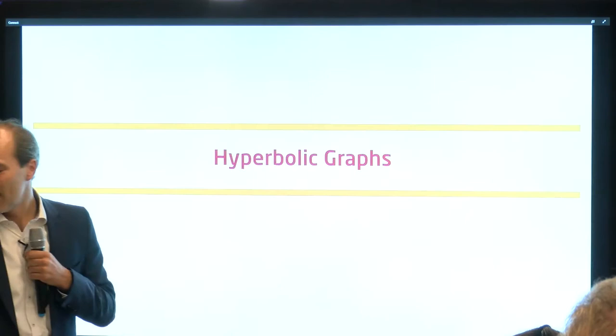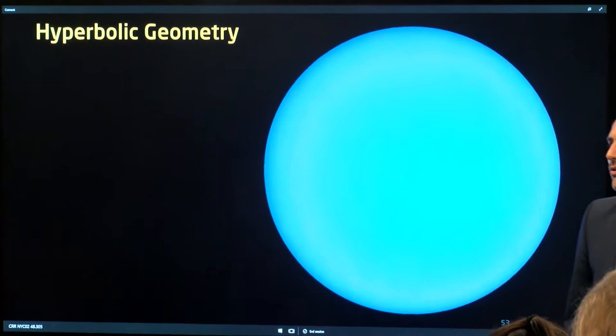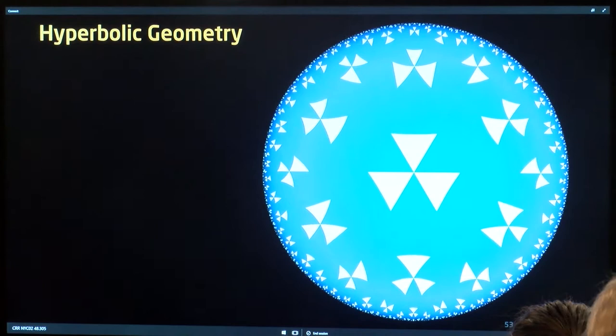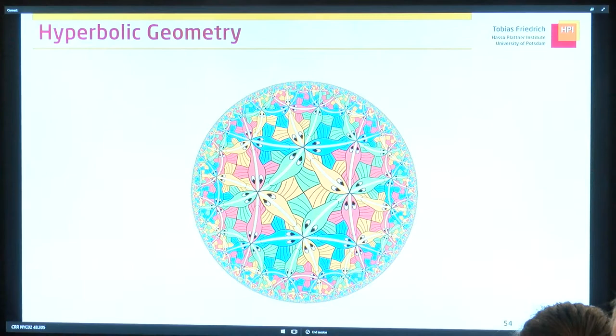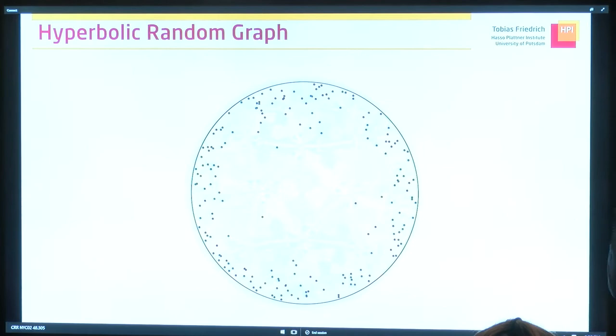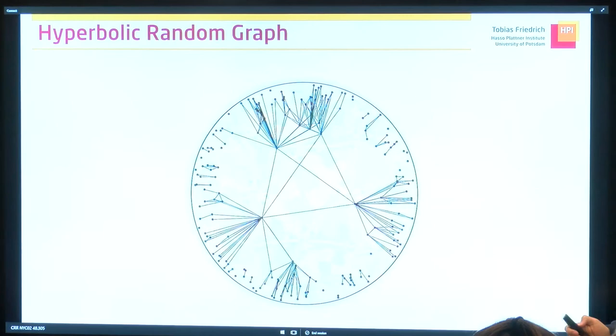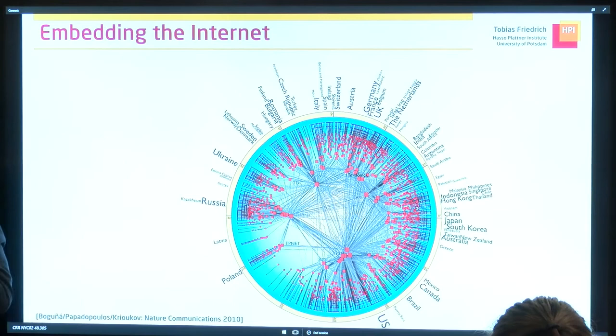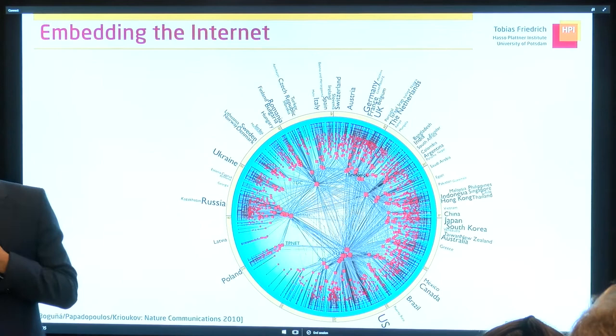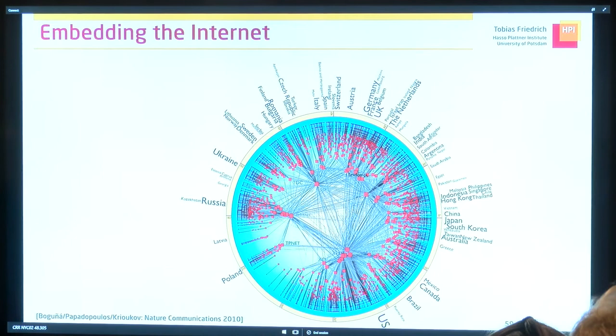Okay, so now I convinced you that hyperbolic geometry is cool, and now I can use this to define networks. And how do these networks look like? Well, we live in a hyperbolic geometry, which means our expansion in space is not polynomial, but exponential. And then again, we distribute points in this space and connect them when they are close by in this geometry. And this gives us a network. And why is this interesting? Because this was the first network I saw embedded in the hyperbolic space. This is all the autonomous systems of the internet. This is a paper in Nature Communications in 2010, and this really impressed me a lot.